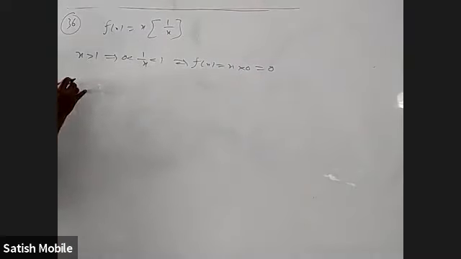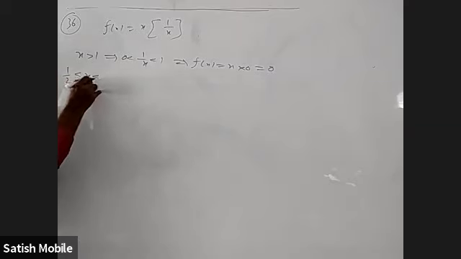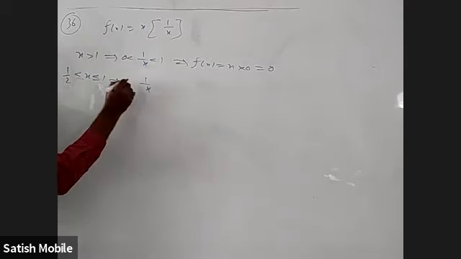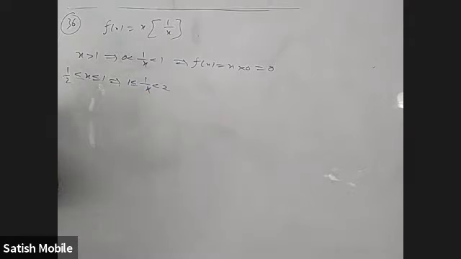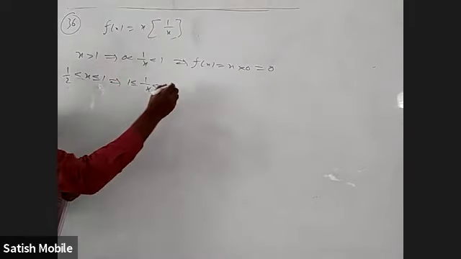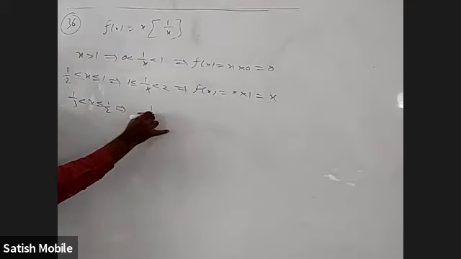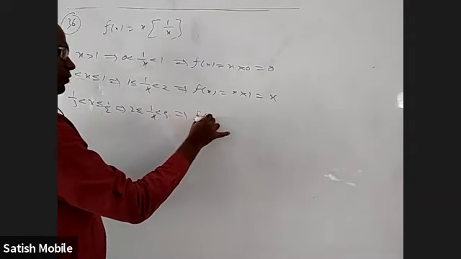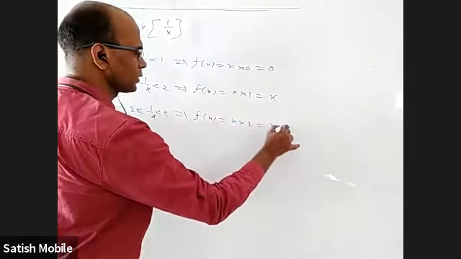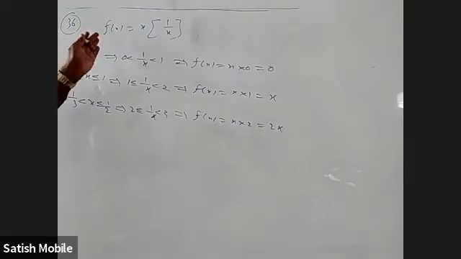If I take x between 1 by 2 and 1, 1 by 2 less than x less than or equal to 1, then 1 by x will be between 1 and 2. If something is between 1 and 2, the integer part of that is 1. So I'll get f of x is equal to x into 1, which is x. If I take 1 by 3 less than x less than or equal to 1 by 2, 1 by x will be between 2 and 3. Then f of x will be x into 2, which will be 2x. Like that I can write. After 1, it is always 0.